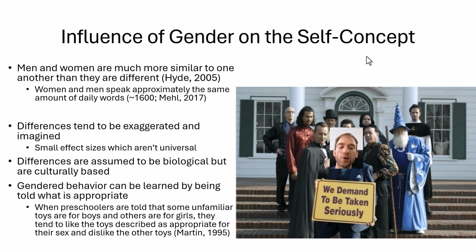Gendered behavior can be learned by being told what is appropriate. When preschoolers are told that some unfamiliar toys are for girls and some are for boys, they tend to like the toys described as appropriate for their sex and dislike the other toys. So in general, broadly speaking, this does not just include behavior, but also neurologically and genetically, men and women are very, very, very similar.